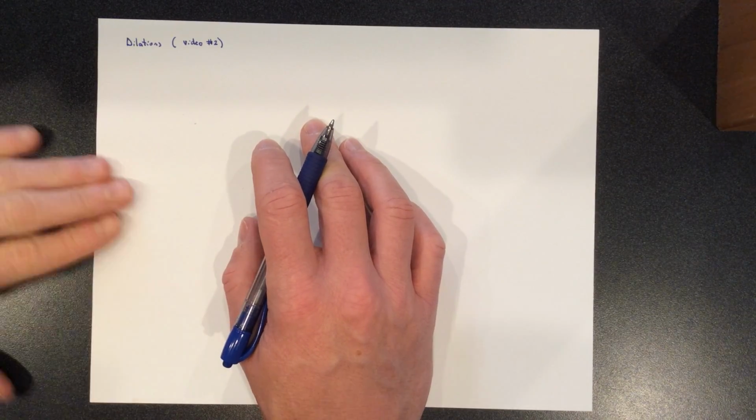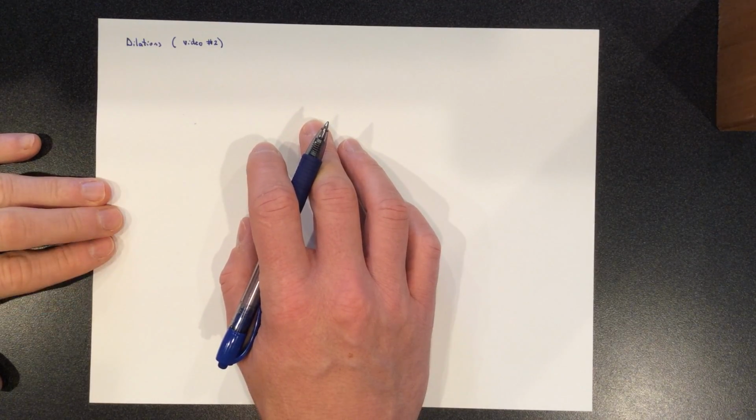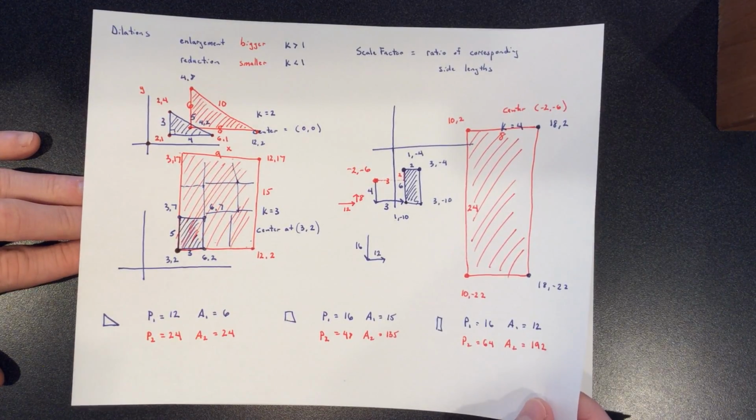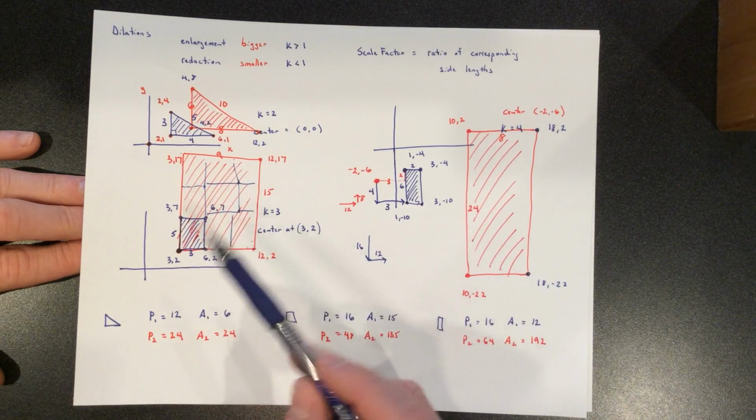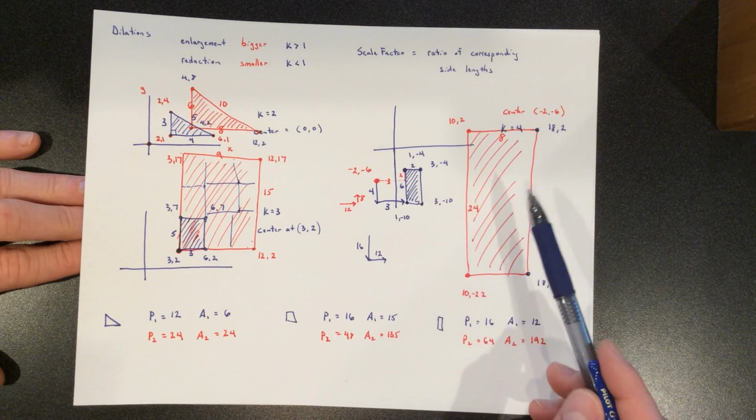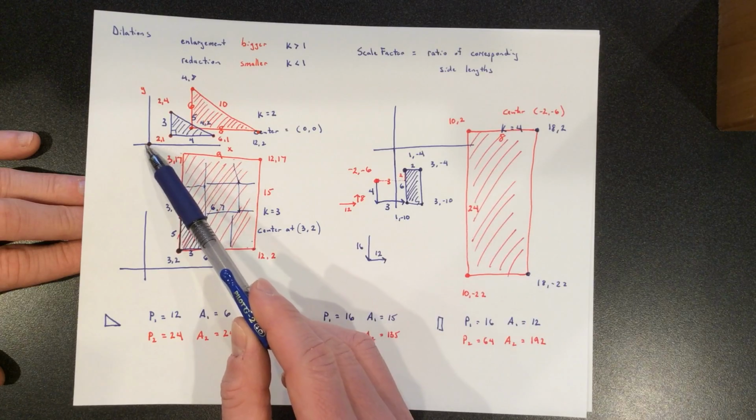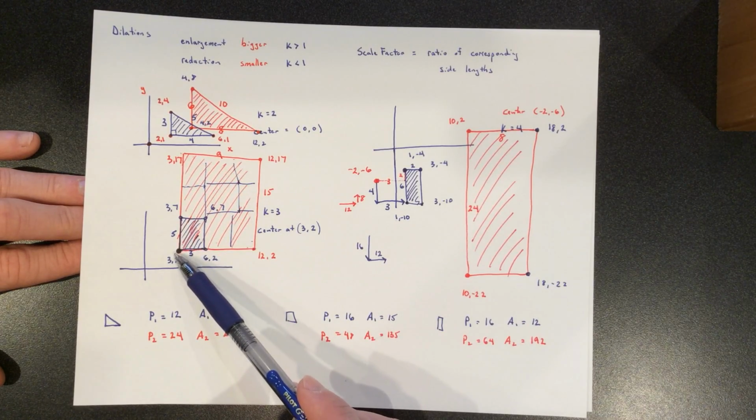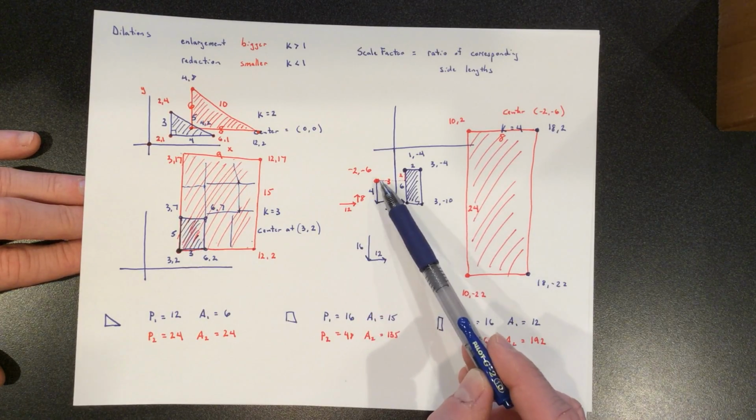Okay, this is Dilations and this is the second video. The first video I went through all of these. I did a K of 2, K of 3, and a K of 4. I had the center at the origin, I had the center on a corner of the figure, and I put the center at some random spot.